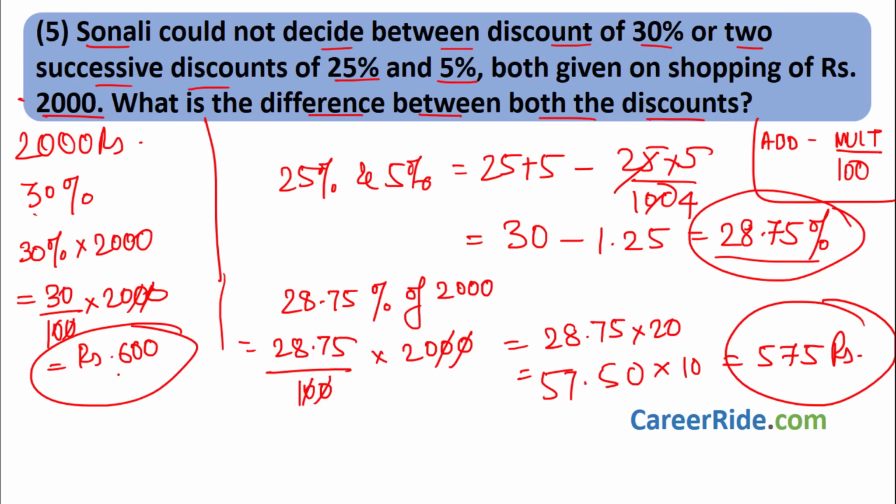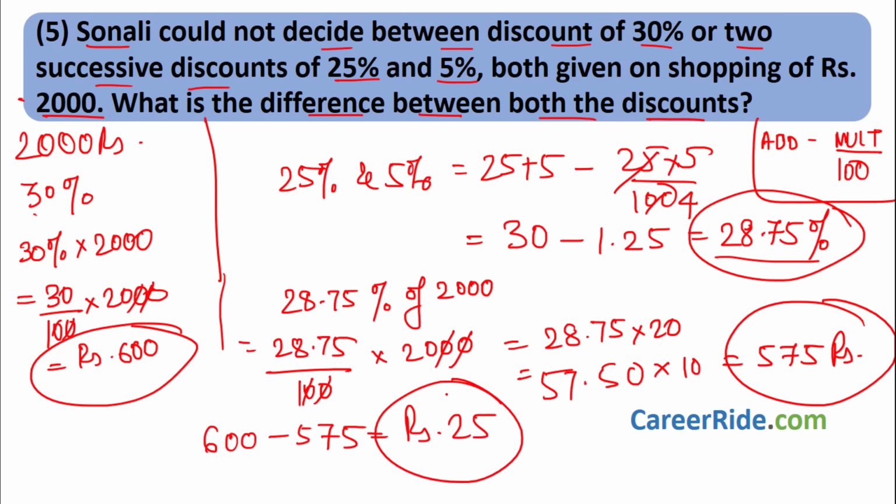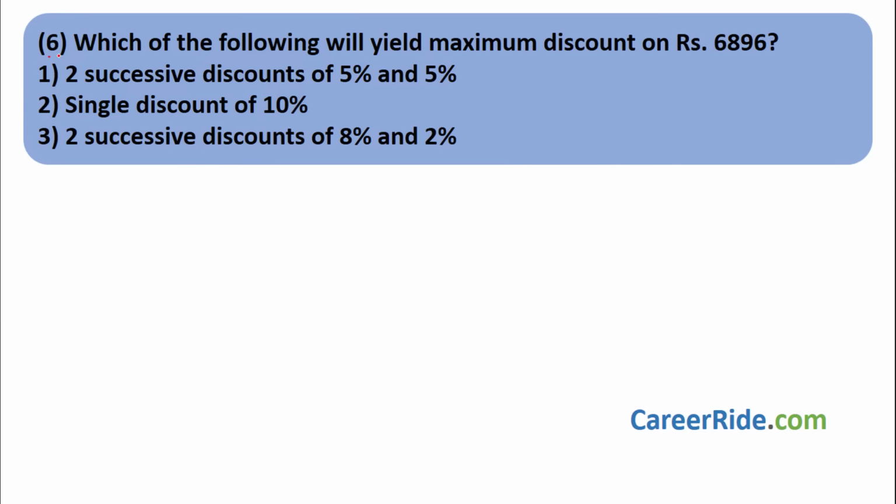In the first case she gets discount of 600 rupees. So what is the difference between both discounts? 600 minus 575, that would be rupees 25. So the difference between both discounts is rupees 25. Moving on. Question number 6.